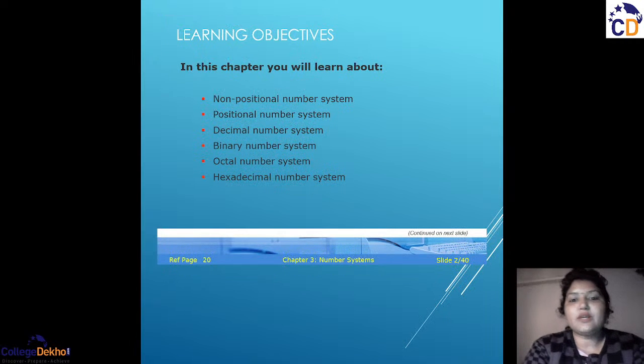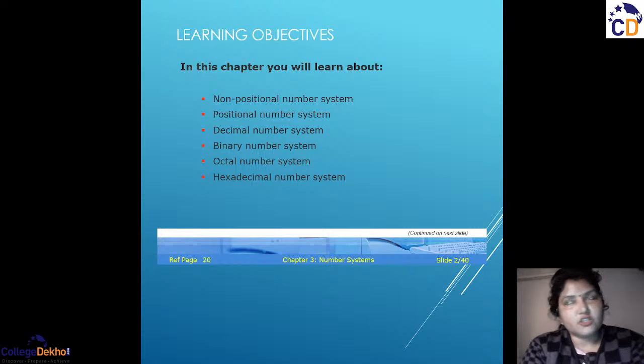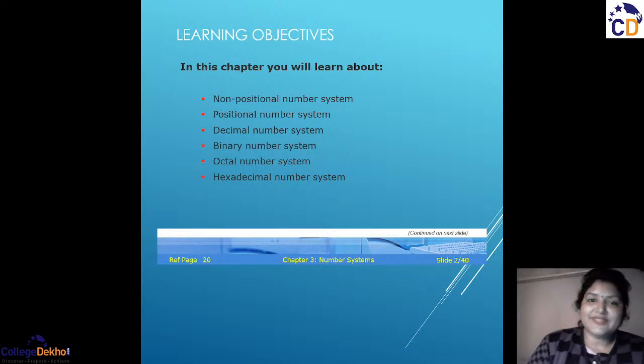So what are the learning objectives of this session? In this chapter we will be learning about the non-positional number system, and first of all the positional number system, and then under this we will be talking about the decimal number system and the binary number system, right? So let us begin with the session.